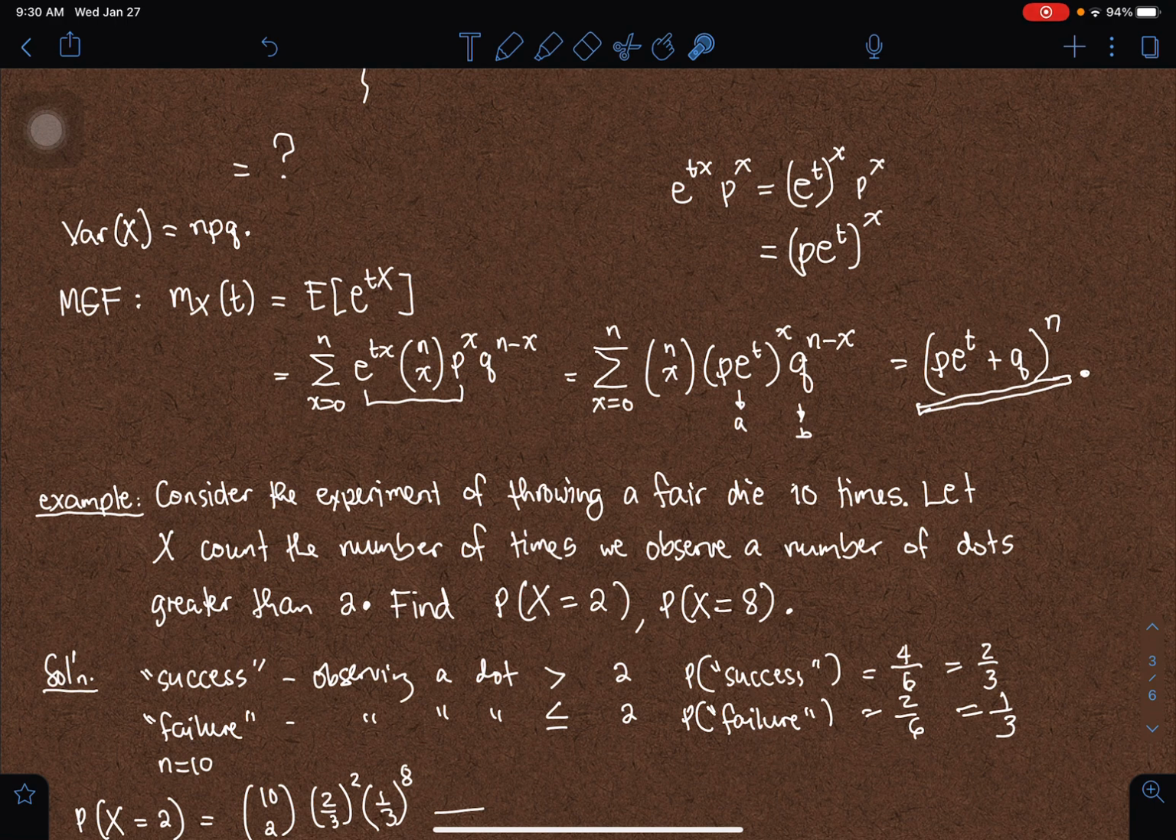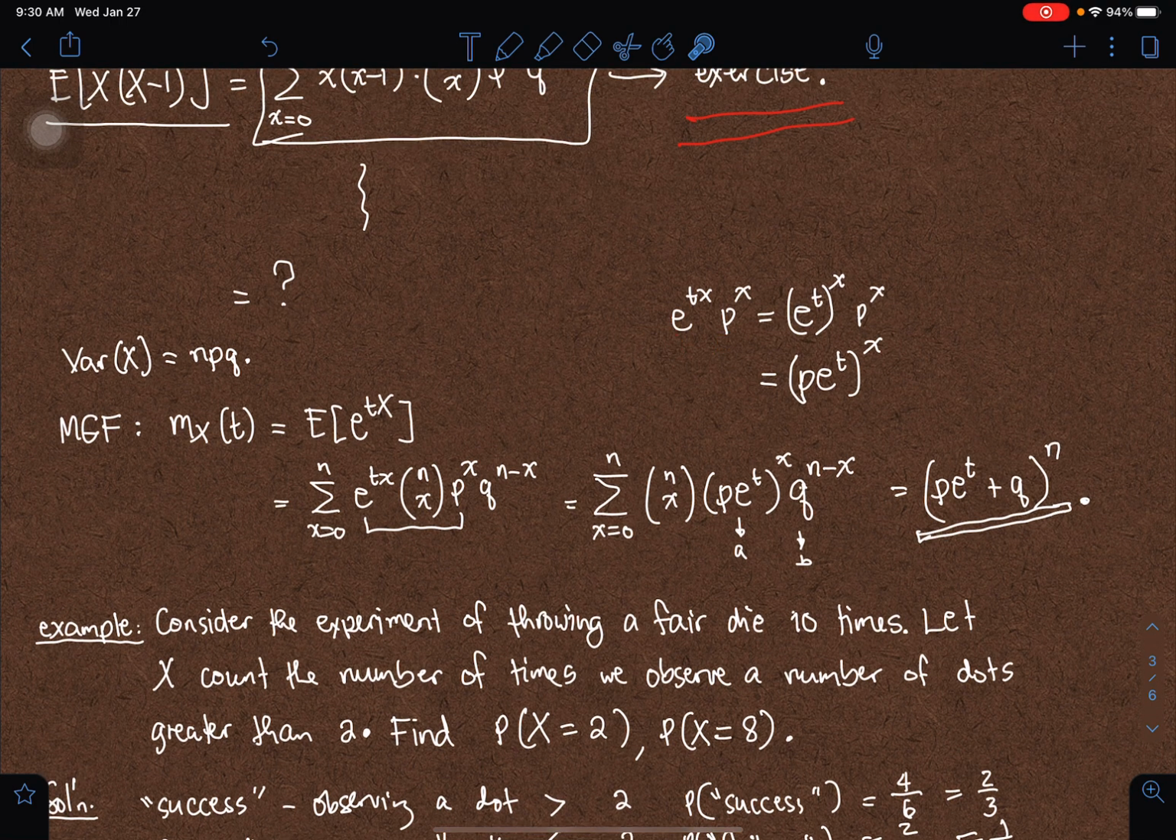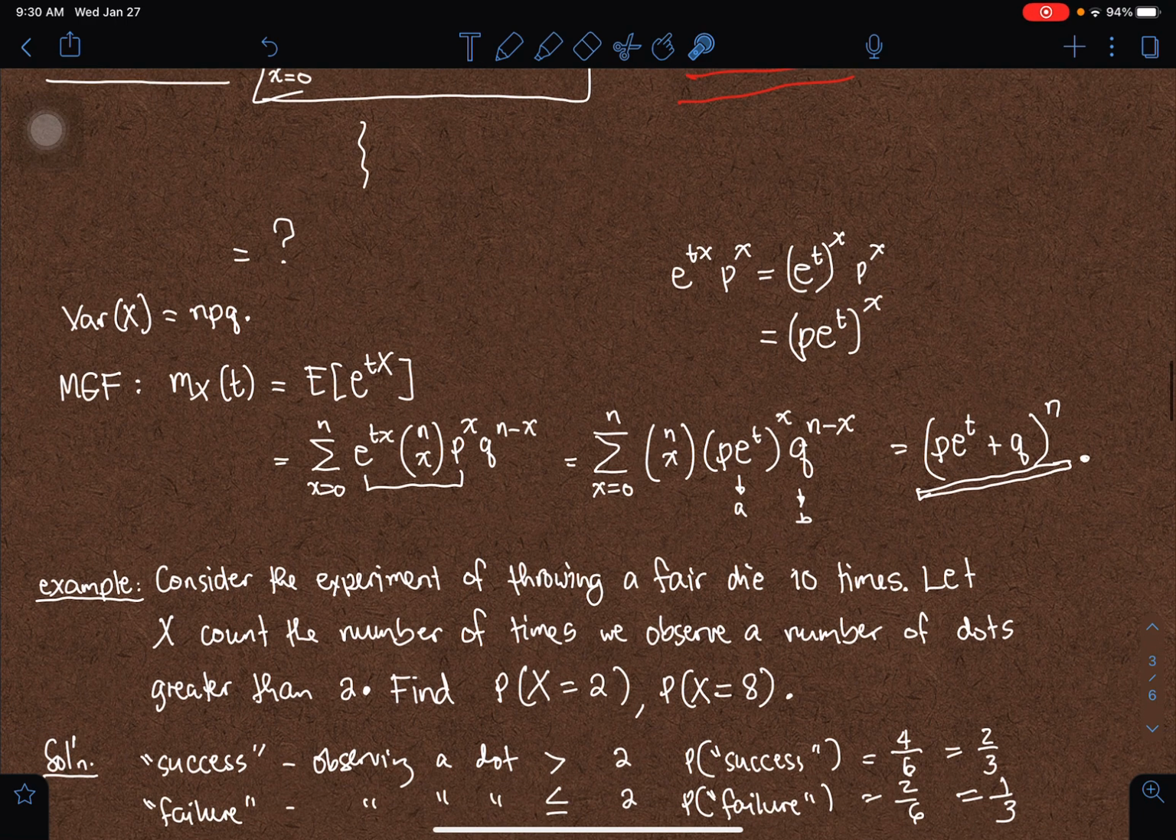Now we have here e to the tx and p to the x, and we can combine them actually. e to the tx can be written as e to the t quantity raised to the power x times p to the x. So using the laws of exponent, we can simply write this as p times e to the t quantity raised to the power x. That's why we have here the sum from 0 to n of n taken x times p e^t raised to x times q raised to n minus x.